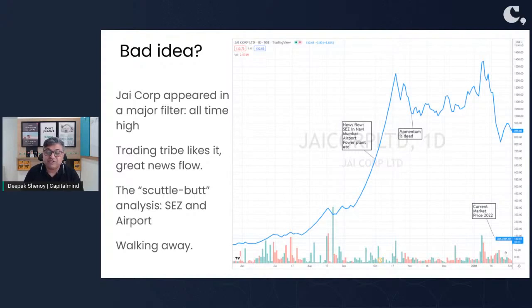So there was this trading tribe, which is a Seykota creation, where you handle the emotional changes that a trader goes through. There was only one trading tribe in Mumbai at the time, and I was part of it. And everybody thought the stock was quite fascinating. One of them actually told me, Deepak, you live in Navi Mumbai, why don't you go check, because there are new SEZs that are coming in coordination with Reliance.